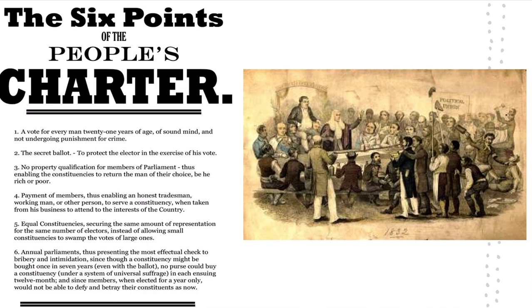So here are some examples of the six points of the People's Charter. I'll let you read through them in your own time if you want to pause the video and have a look, but you might recognise the representation similar to what we see today, although obviously, there probably was not equal rights for women and there weren't necessarily equal rights for people of different ethnicities as well.